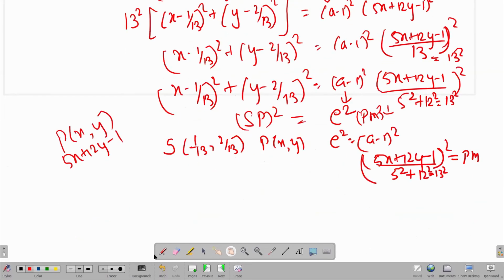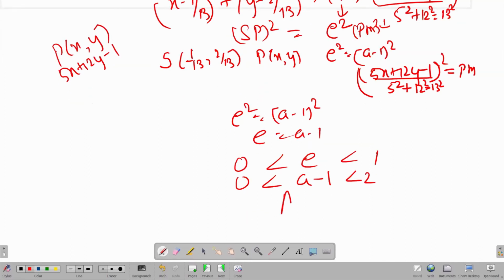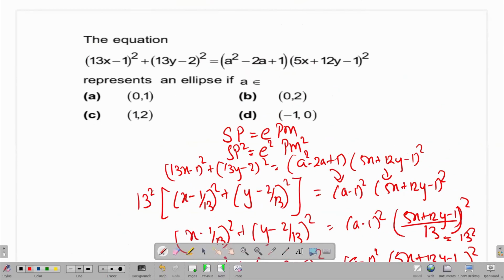So what I get from here, if E square is equal to (a minus 1) whole square, then E is equal to a minus 1. And as we know, the eccentricity of an ellipse is in between 0 and 1. So I just replace this E by a minus 1. And if I add 1 throughout, what I get? My A lies in between 1 and 2. So A belongs to the open interval (1, 2). So my correct option is option C.